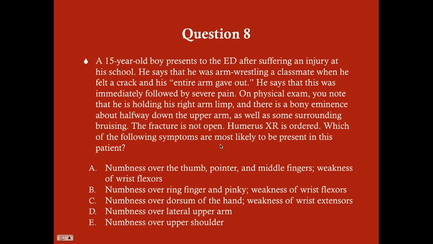All right, which of the following symptoms are most likely to be present in this patient? A, numbness over the thumb, pointer fingers, and middle fingers, and weakness of the wrist flexors. B, numbness over the ring finger and pinky, weakness of the wrist flexors. C, numbness over the dorsum of the hand, weakness of the wrist extensors. D, numbness over the lateral upper arm. Or E, numbness over the upper shoulder.